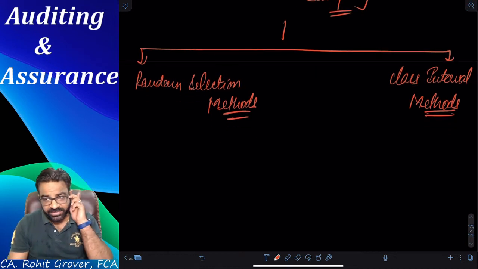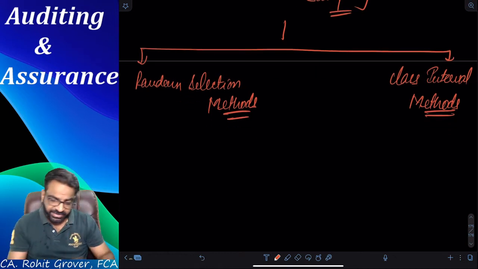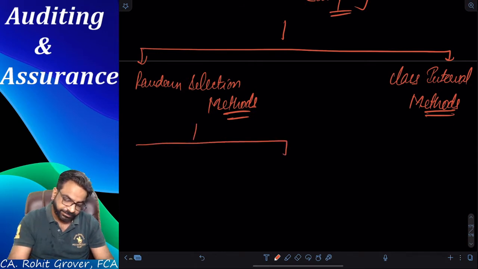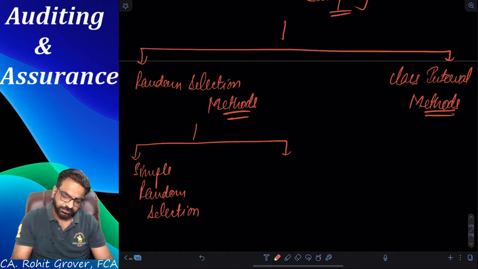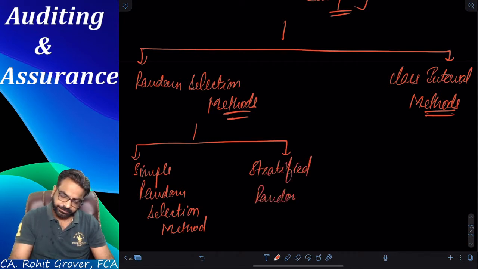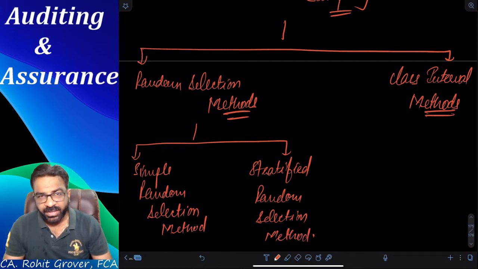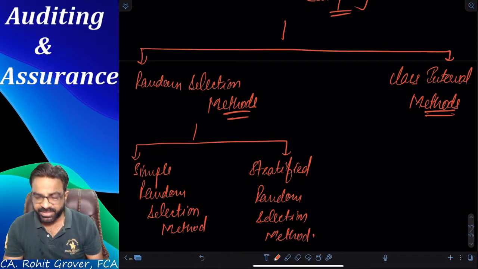Sir, what do you mean by random selection methods? Under the random selection methods, there are two methods. Simple random selection method, and the next one is stratified random selection method. One is known as simple random selection method and the second one is known as stratified random selection method.